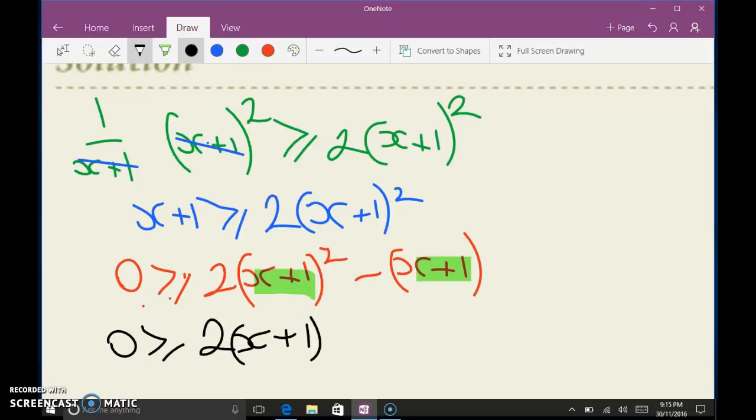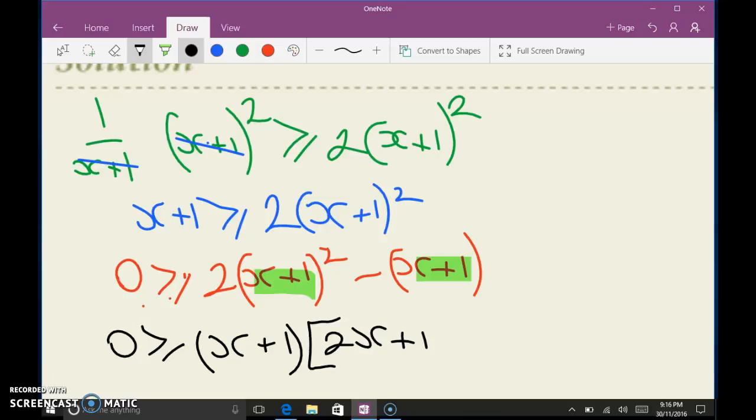Actually, no, I'm going to redo that because, well, I want to. I'll make your life easier. I'm going to pull out the common factor. Okay, so x plus 1, and that, I'll do a square bracket, 2x plus 1. So that's the common factor out of the left-hand side there, and then minus 1.